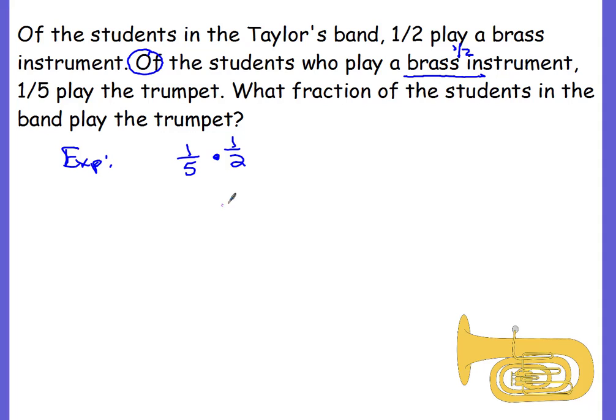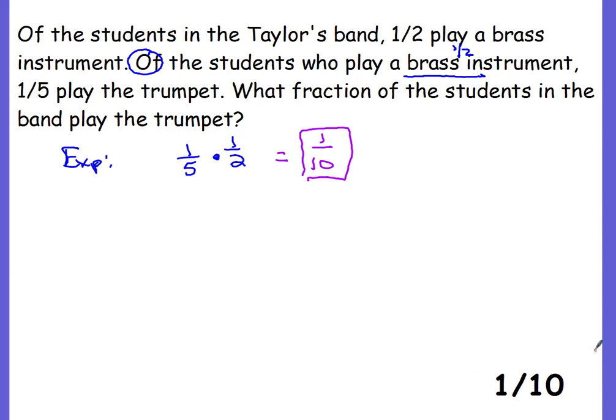They're both in fraction form, so let's multiply. Multiply the numerators. 1 times 1 is 1. Multiply the denominators. 5 times 2 is 10. So 1/10 of the students in the band will play trumpet. And that's all you need to do to multiply with fractions.